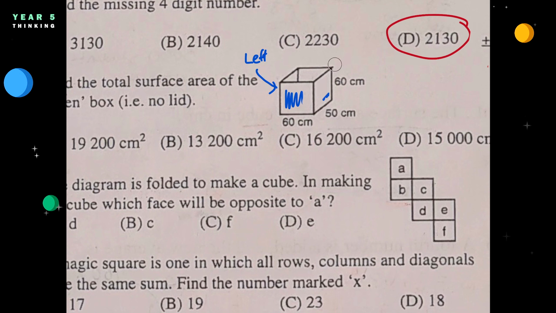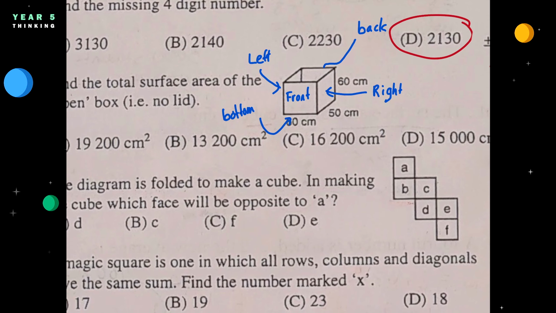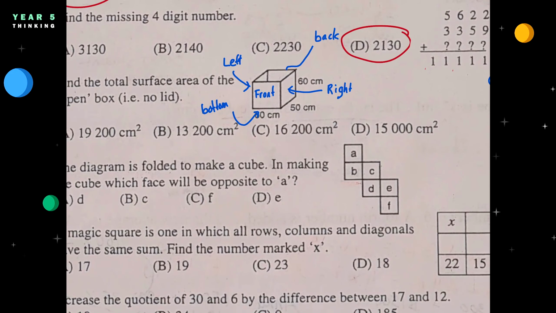Alright, maybe if I draw it in, this is the front face. This is the right face. The back face, and obviously underneath, the bottom face. So we're asked to find the surface area of all of that. So let's find it out. And we don't find the top face.